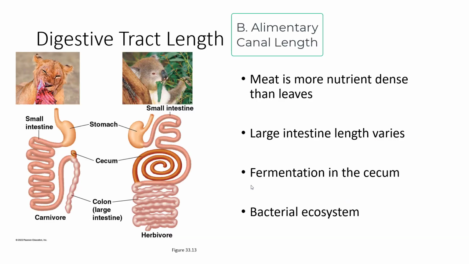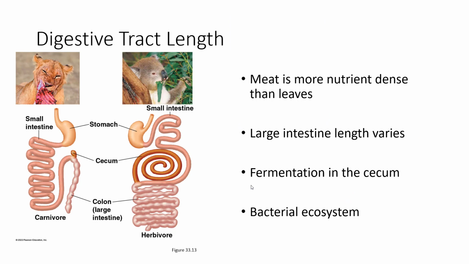The length of the digestive tract likewise tells you what the organism is eating. A large intestine is needed to take in water. So an organism with a very large intestine is not only taking in a lot of water from the food it's eating, but is also probably doing a lot of fermentation. And fermentation occurs in the large intestine and in the cecum when present.